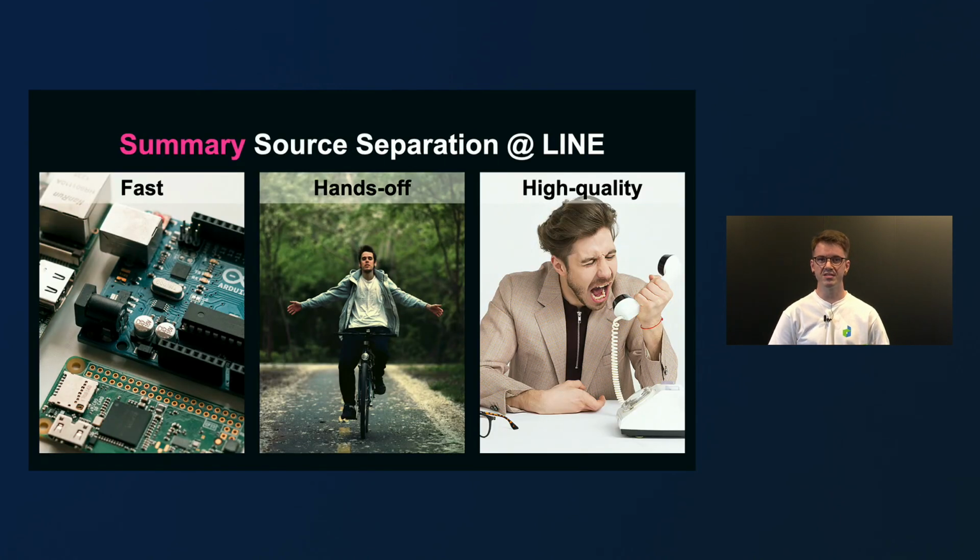Now to summarize, what do we want in source separation? We want to have fast algorithms, and we have shown faster algorithms than previous ones. We want the algorithms to be robust and also hands-off, so that they may run on any device without being updated often. Then finally, we want to have a high output quality of the algorithms.